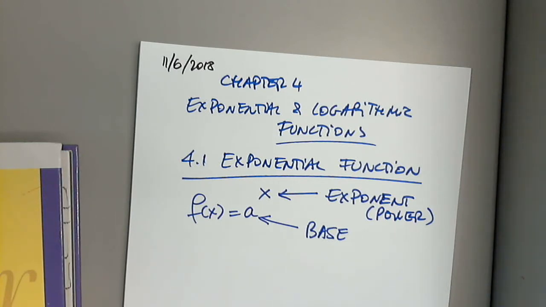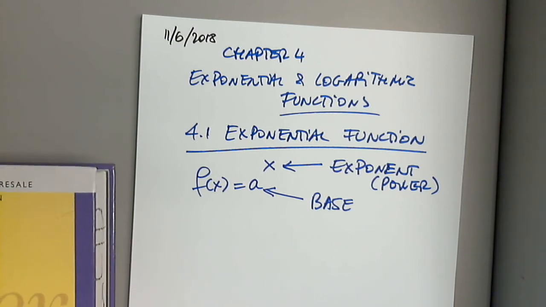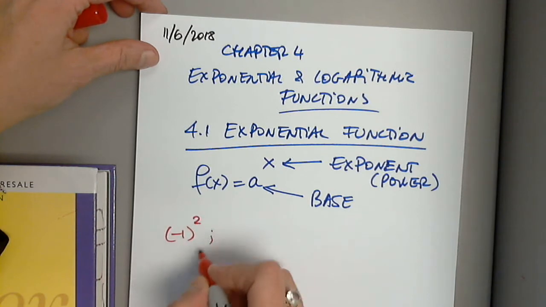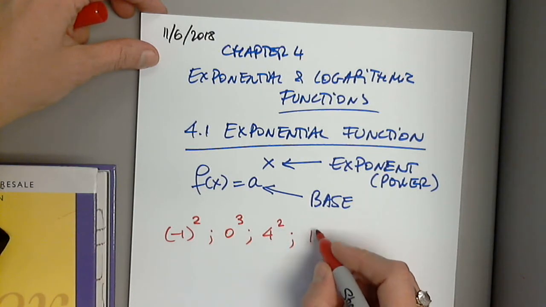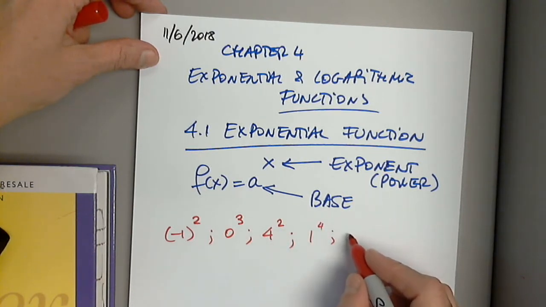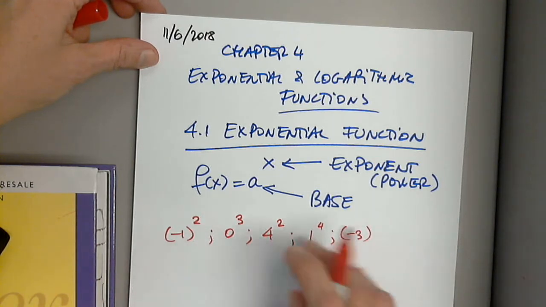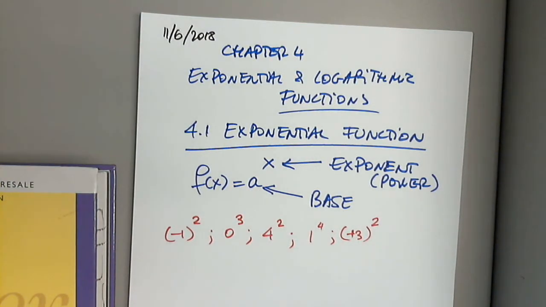Now, let's talk about the base for a moment. The base is given to us most of the time for the exponential function. But let me give you a few examples. Let's say -1 to the second power, 0 to the third, 4 squared, 1 to the fourth, -3 to the second power, and +3 to the second power.